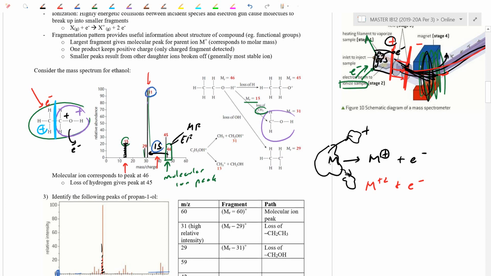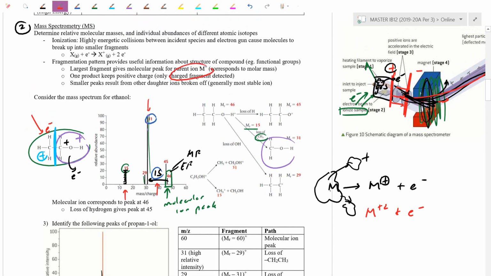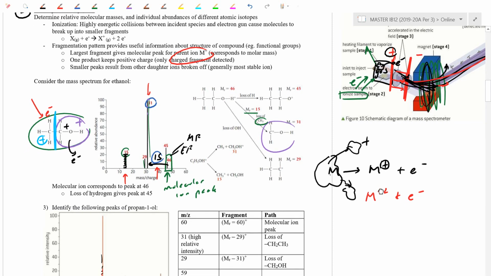Again, what's important here is for you to note it's only the charged fragment that gets detected. So if it's not charged, it won't get sent through the detector at all. It won't be counted at the end. So make sure you mention that part there.